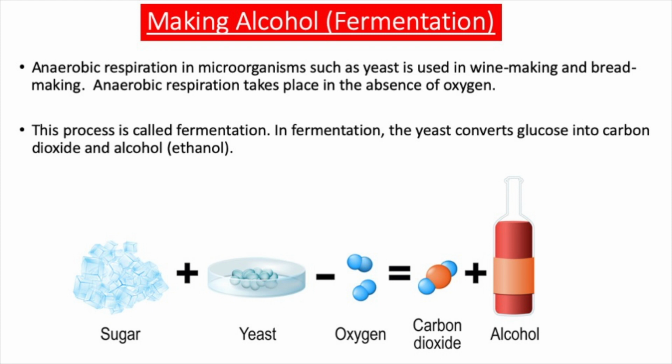Now, this process is called fermentation, and in fermentation the yeast converts glucose, it converts sugars, into carbon dioxide and alcohol. And the alcohol that's produced in fermentation when you use glucose is ethanol. So this picture summarizes the process. Sugar, with the help of yeast, in the absence of oxygen, makes carbon dioxide and alcohol. And the alcohol we're going to make is ethanol.